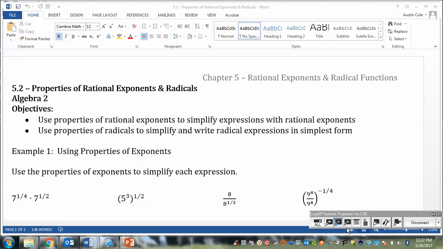Guys, 5.2, we're talking about rational exponents and radicals, and probably more so about the radical aspect of things rather than the rational exponent part of things. So last class we talked about rational exponents, and we learned the connection between a rational exponent, a fractional exponent, and a radical, and how we can convert in between both. Today we're going to dive in a little bit more to both of those, but spend a little bit more time on square root. So our objectives today are to use properties of rational exponents to simplify expressions with rational exponents. Sounds redundant. And to use properties of radicals to simplify and write radical expressions in simplest form.